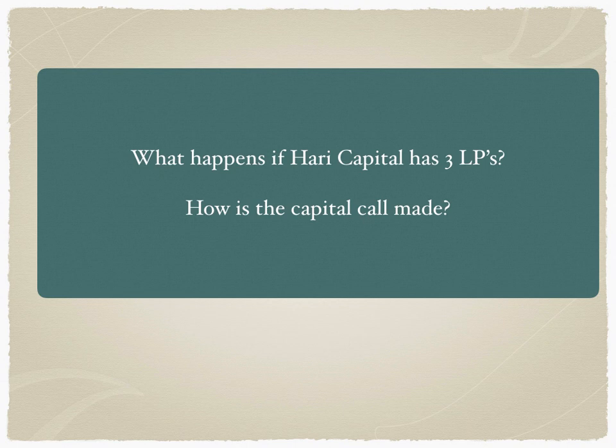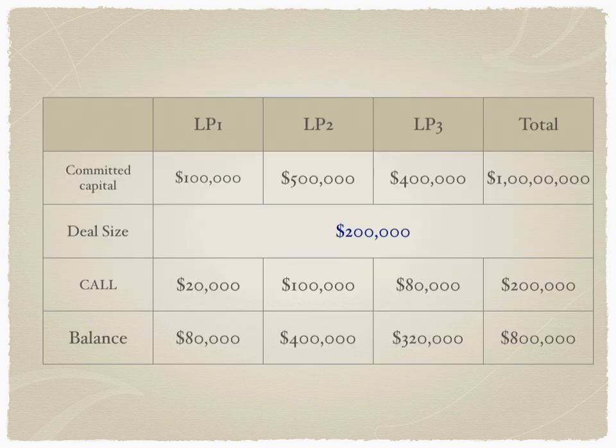What happens if the fund has got 3 LPs, which is what is most likely the reality? How is the capital call made? The first instance is, let's understand this table perfectly. The committed capital by LP1 is $100,000. The committed capital by LP2 is $500,000. The committed capital by LP3 is $400,000. The GP has totally collected $1 million from these 3 LPs. Let's say the deal size is $200,000 of the first target company.